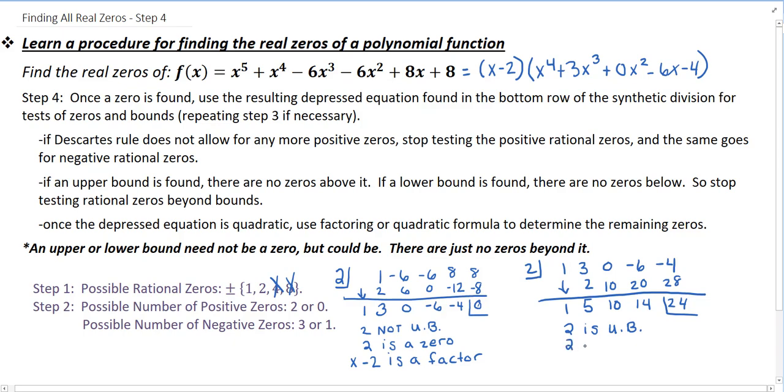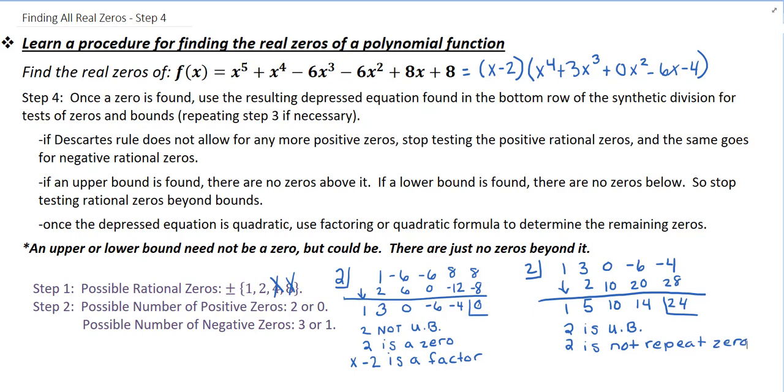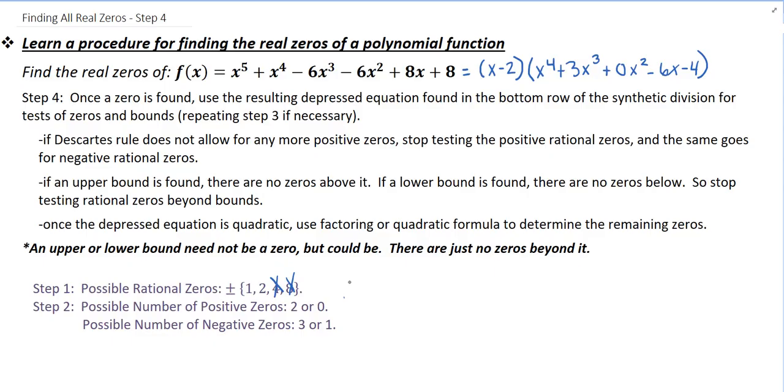2 is not a repeat 0, and we can see that because the remainder is not 0. So it's not a repeat 0. And so that's what these synthetic divisions tell us. Now, we can see that at this point we've only determined that there's one positive 0. And we determined that 2 works, and it didn't repeat, so it occurred once.